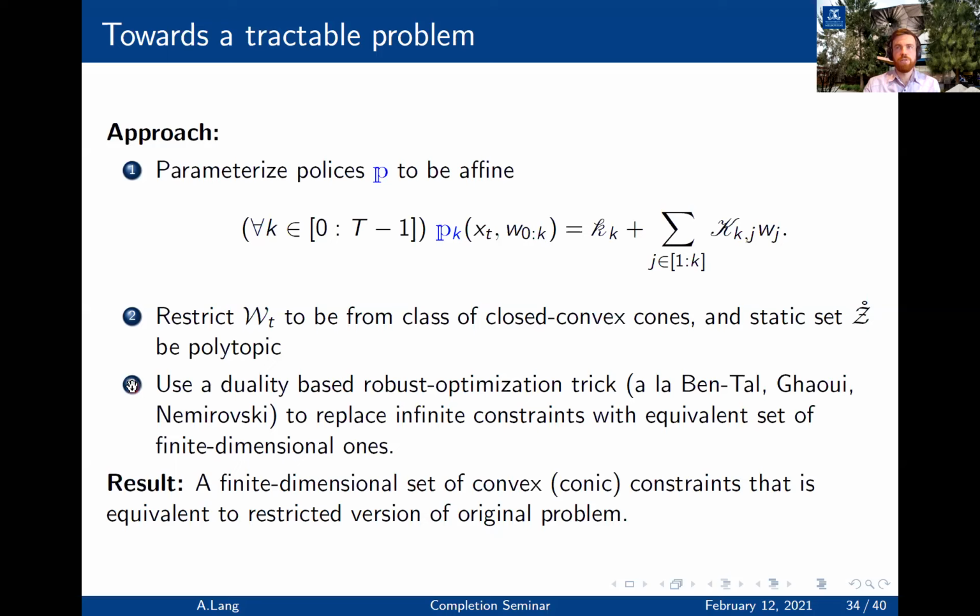So this allows us to use some duality-based robust optimization tricks to replace the infinite constraints with an equivalent set of finite dimensional ones. And the overall result is that we end up with a finite dimensional set of convex conic constraints that is equivalent to the restricted version of the original problem. That is, solutions to this finite dimensional problem are feasible for the original problem.